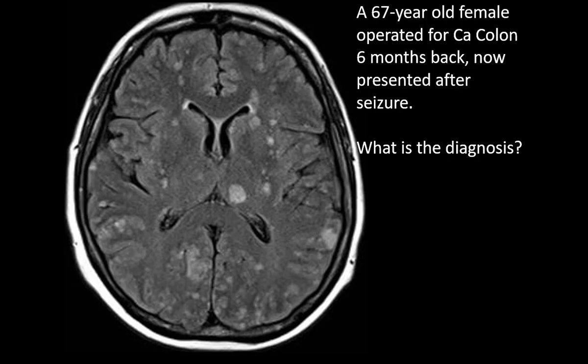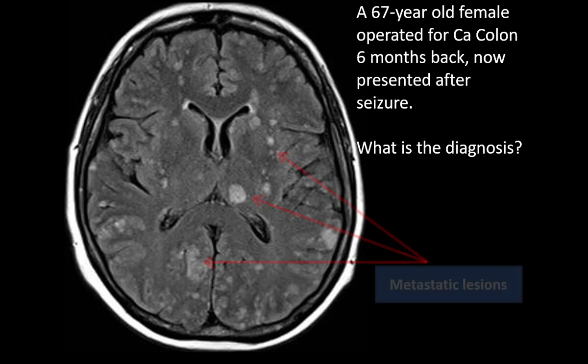A 65-year-old female operated for CA colon 6 months back, now presented after seizures. What is the most probable diagnosis? Metastasis, because she has a history of CA colon.